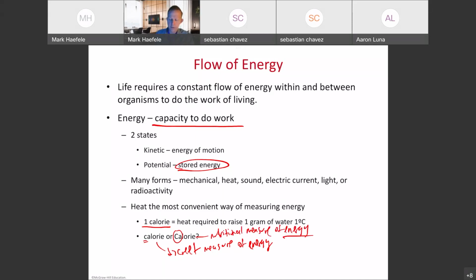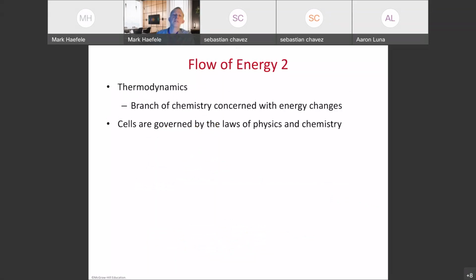As a matter of fact, a big C calorie is essentially equal to 1,000 little calories. So one big C calorie is equal to 1,000 little c calories, or 1 kilocalorie. So when you take a look at the calories in the nutritional stats of food that you look at, it's big C calories.